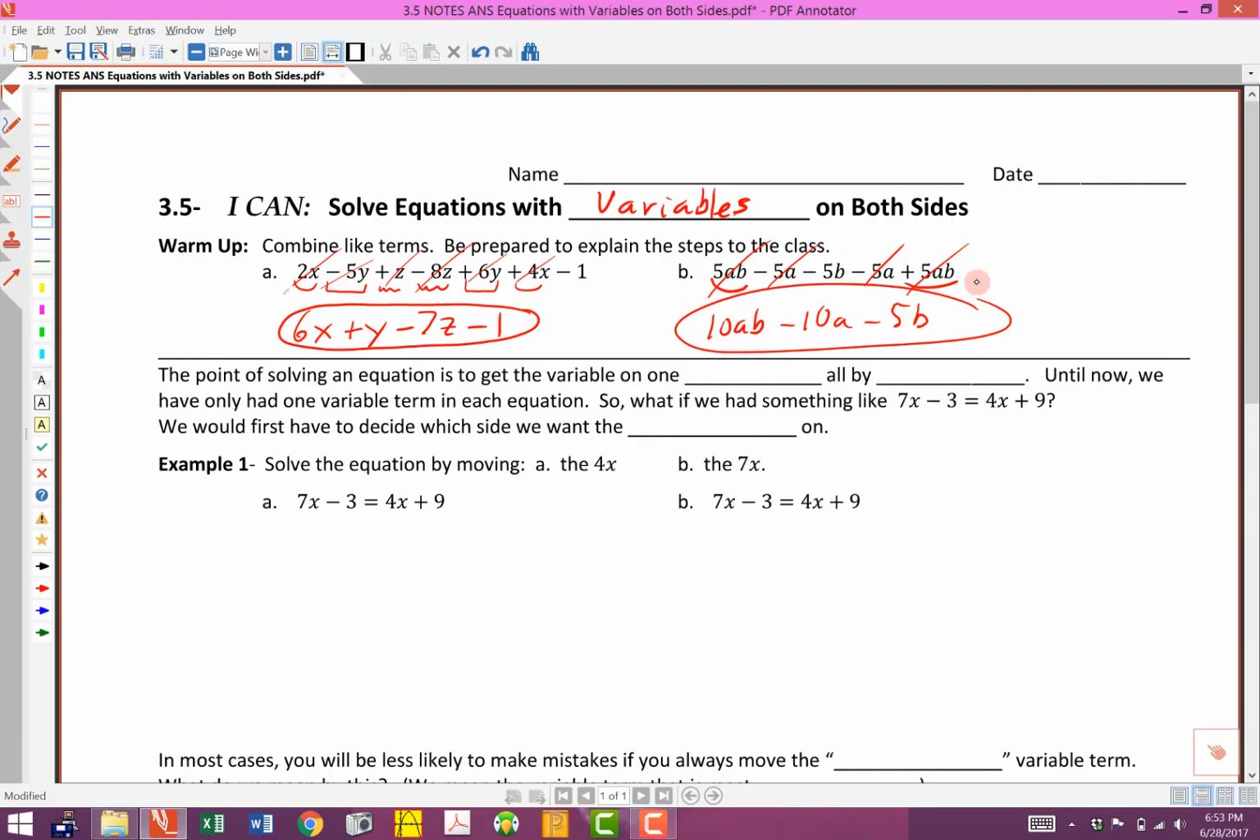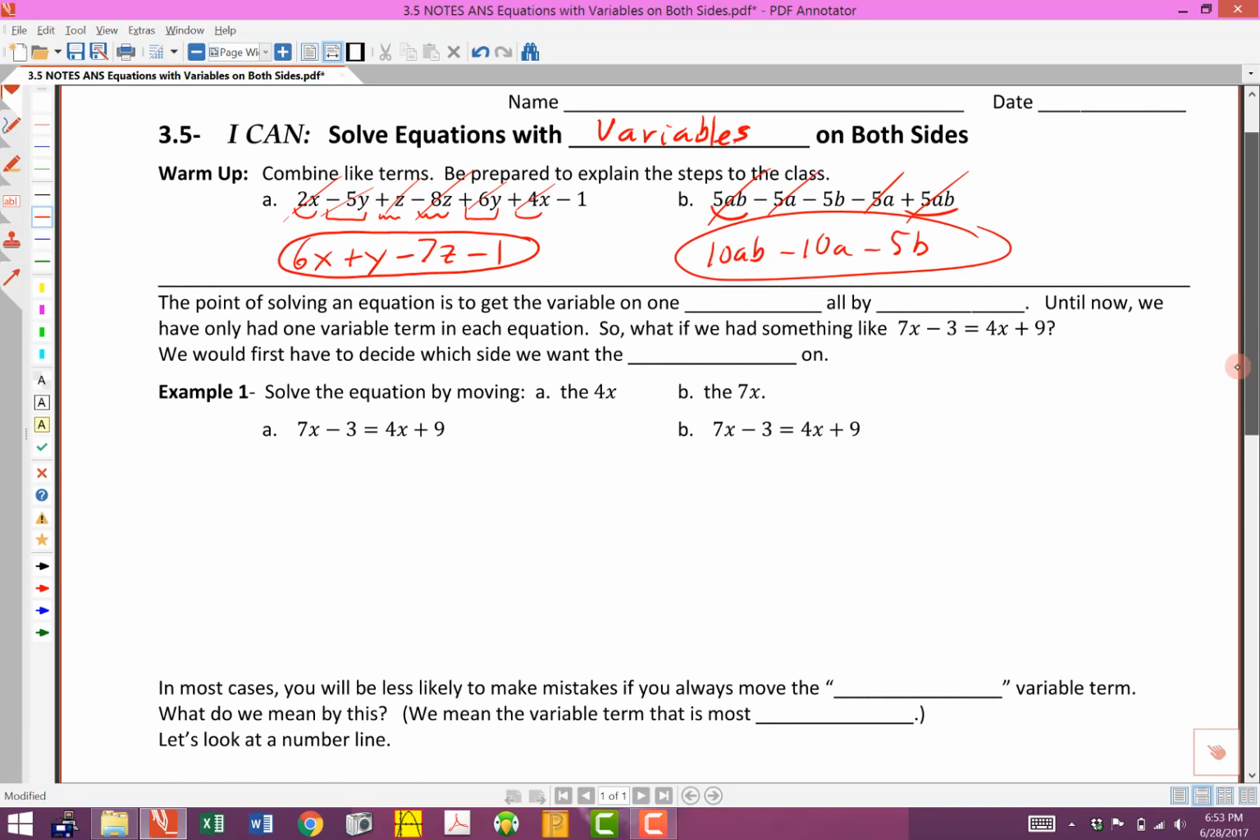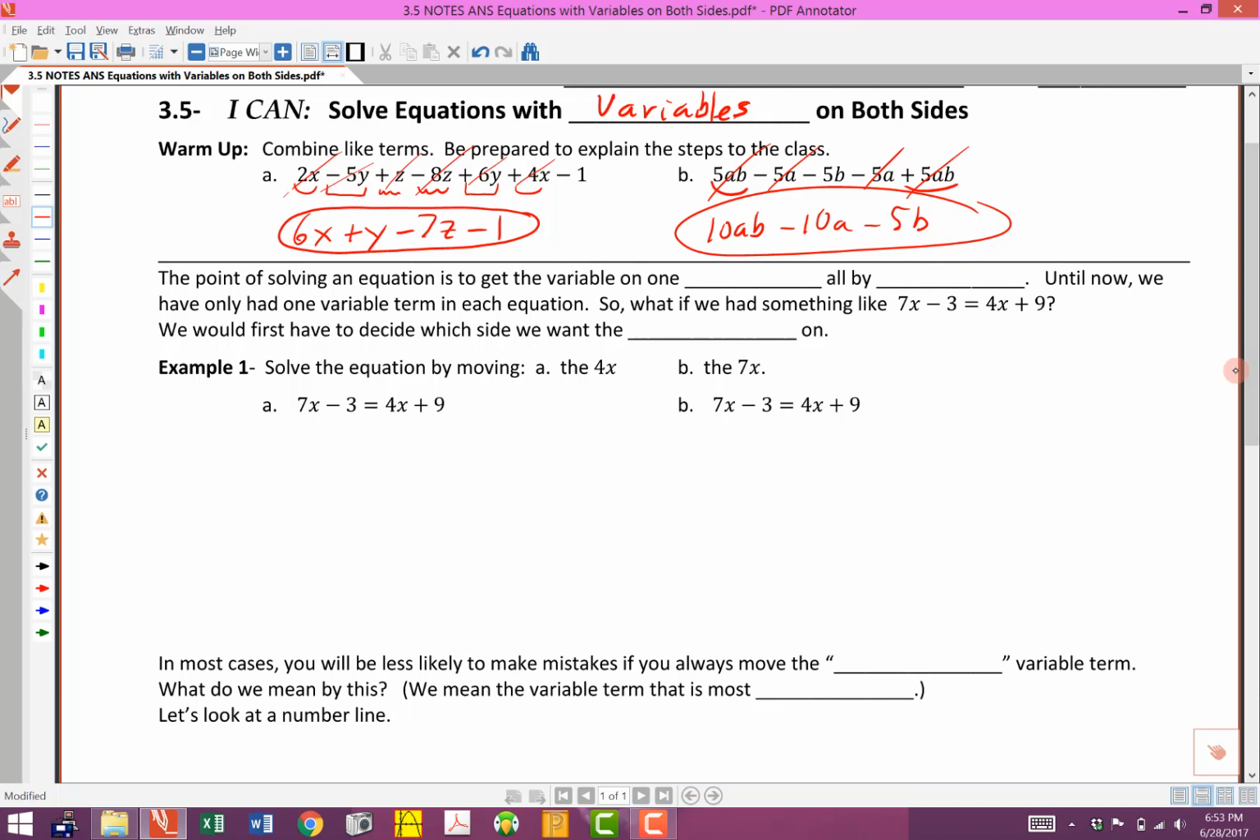So we've simplified those expressions here by combining like terms. Now again, just a reminder, we say this all the time, the point of solving an equation is to get the variable on one side all by itself. And until now, we've only had one variable term in each equation. So what would we do if we had something like this? So this equation is 7x minus 3 equals 4x plus 9.